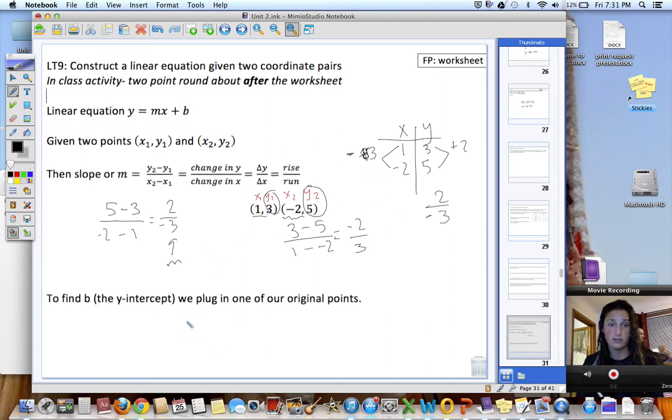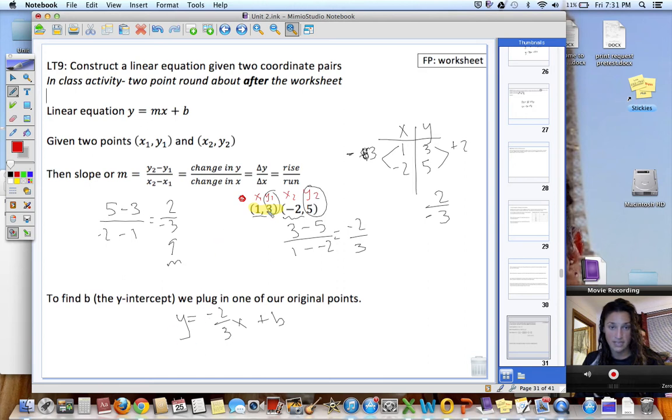So the only thing that we have to do then is write that. So now we have y equals negative 2/3 x plus b. We pick either point, whichever one you like, and you just plug it in. So I'm going to show you both. I'm going to first do this point, plugging in, and I will do this in red.